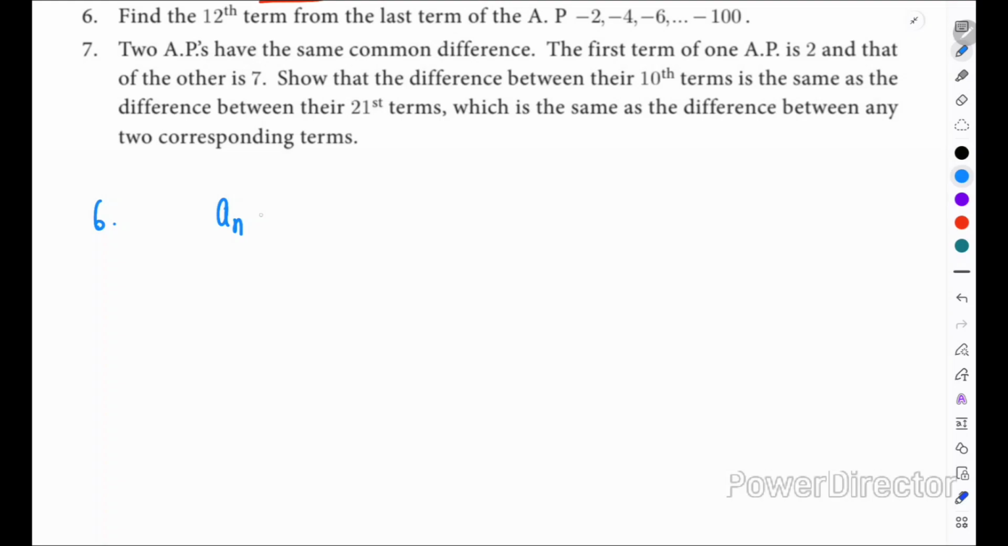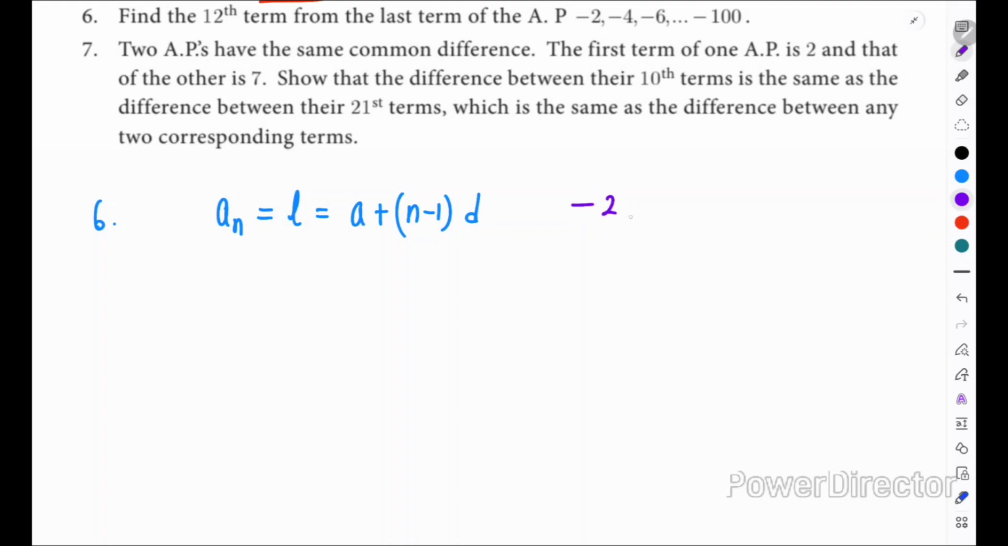Say an, that's nothing but your last term, so you basically write it as l also. That's a plus n minus 1 into d. See, this n is nothing but the number of terms, a is the first term, and d is the common difference. So these things you know, I hope. So let us take the first term.